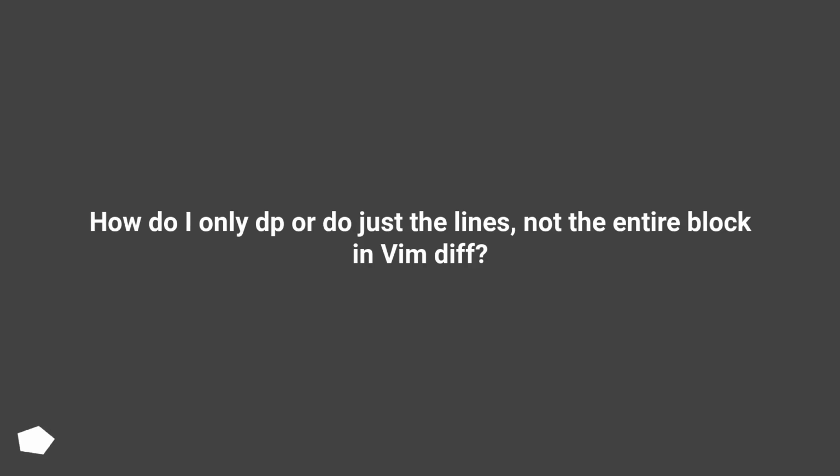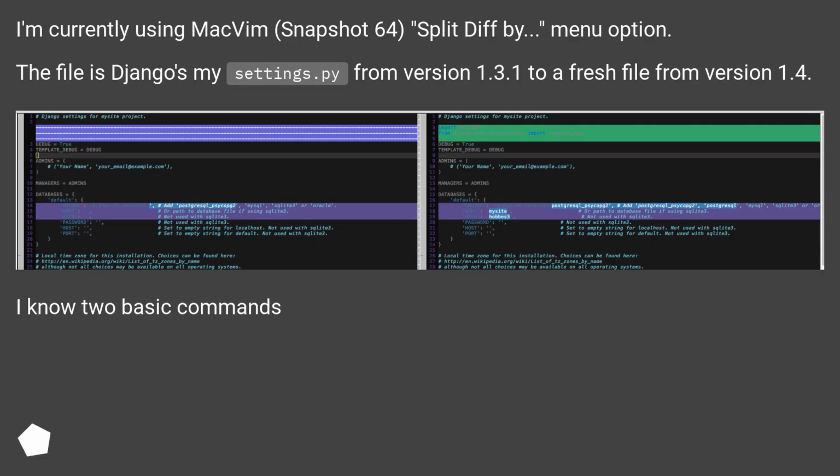How do I only dp or do just the lines, not the entire block, in vimdiff? I'm currently using MacVim, snapshot 64, split diff by menu option. The file is Django's settings.py, from version 1.3.1 compared to a fresh file from version 1.4.